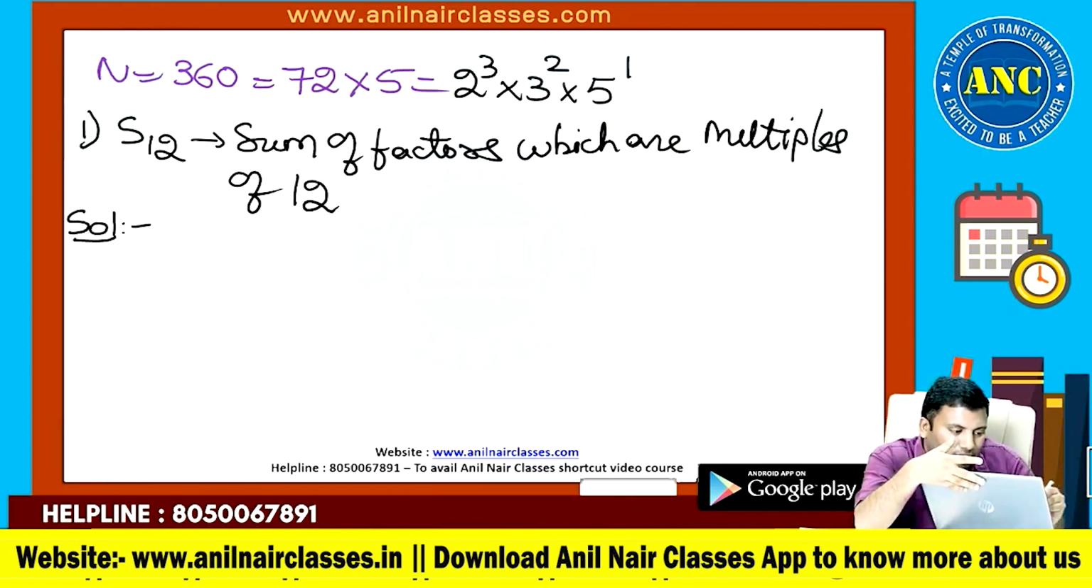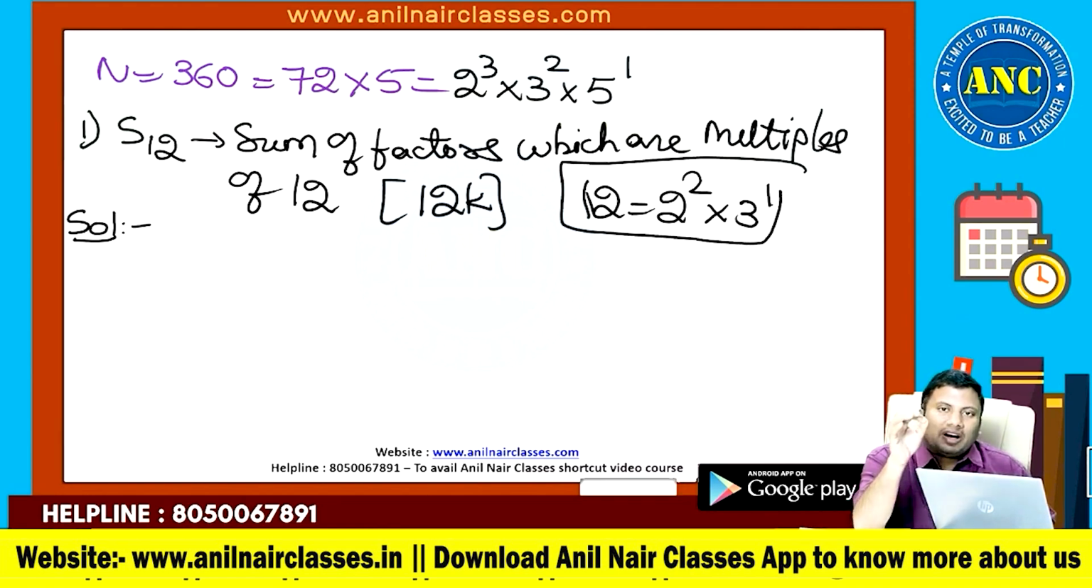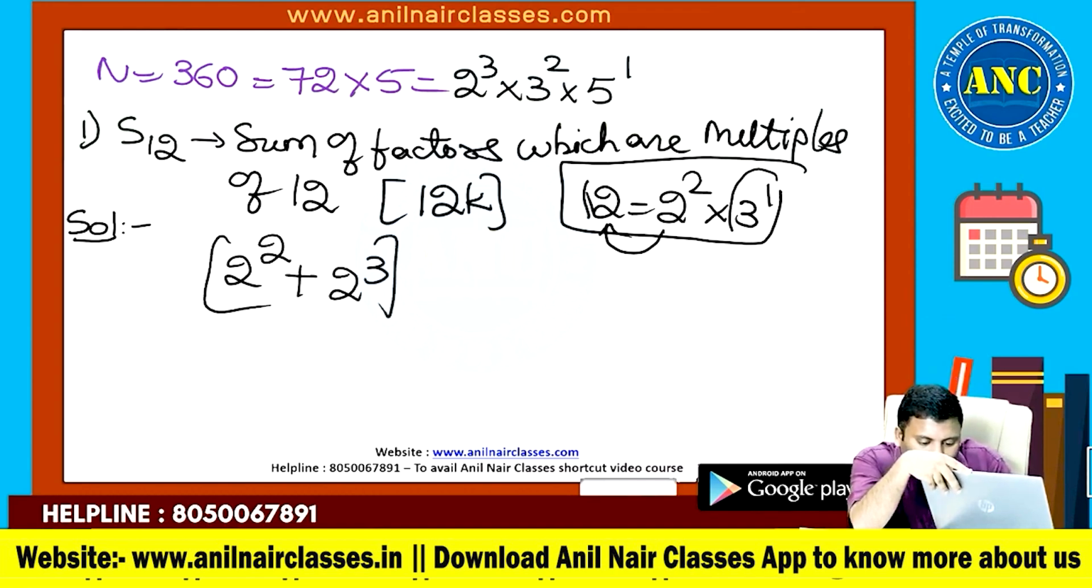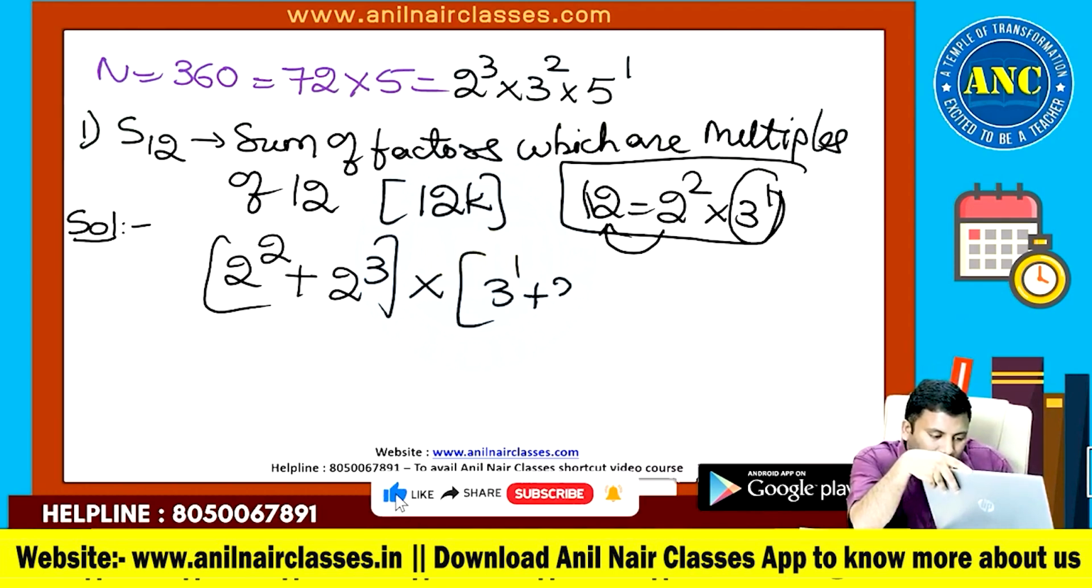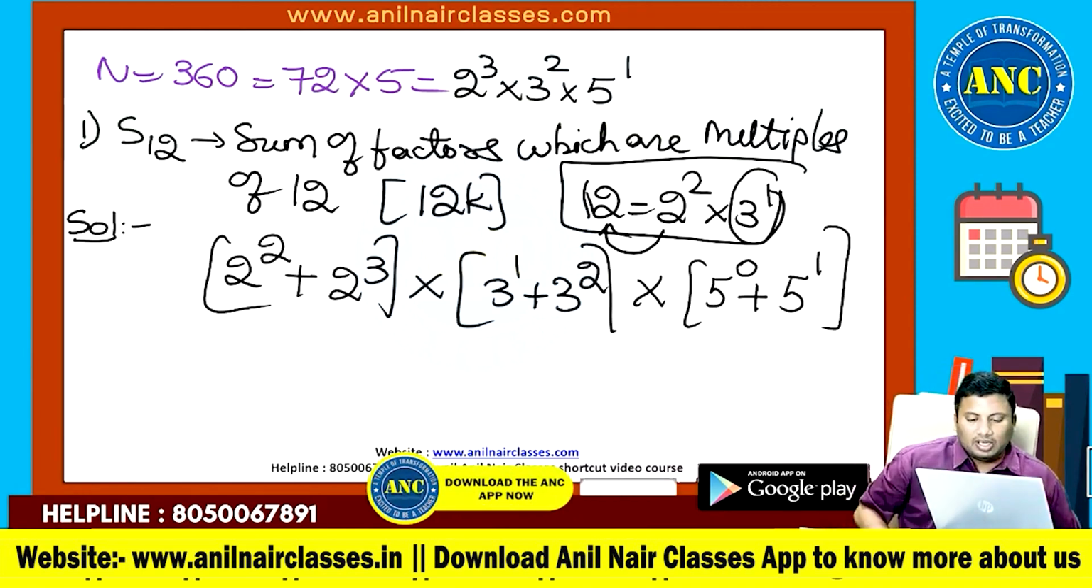Listen carefully to the way I am solving. Any multiple of 12 is of the form 12k. 12 is nothing but 2 square into 3 power 1. Minimum power of 2 to get 12 is 2 square, so instead of starting from 2 power 0, start from 2 square: 2 square plus 2 cube. Minimum power of 3 to get 12 is 3 power 1; don't start from 3 power 0. So it is 3 power 1 plus 3 power 2. There is no restriction on 5, so it will be 5 power 0 plus 5 power 1.